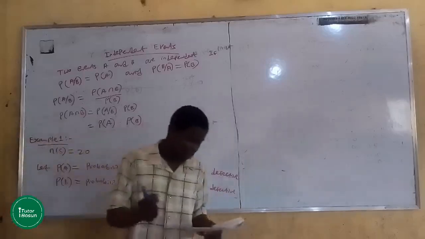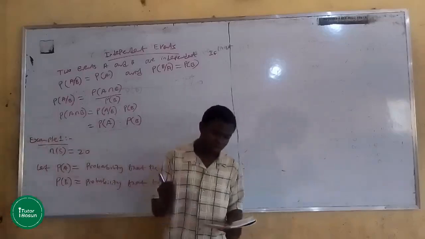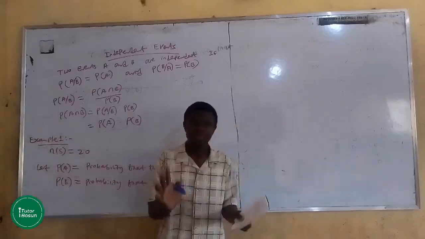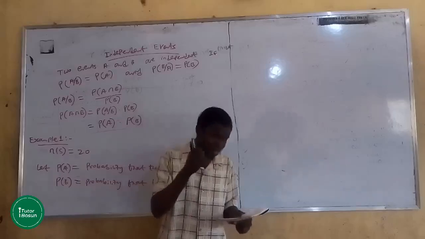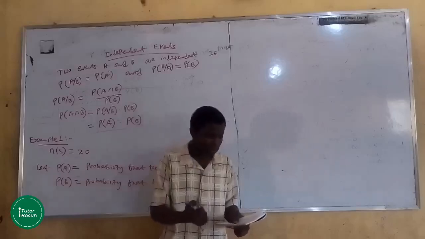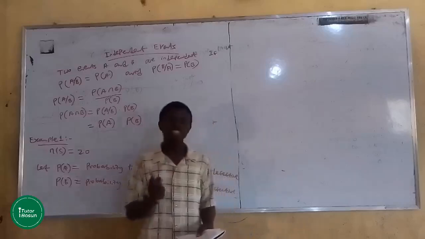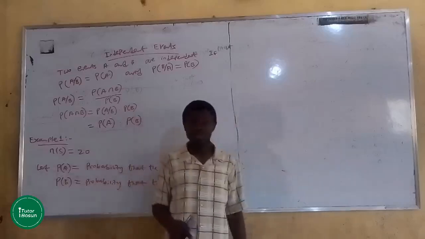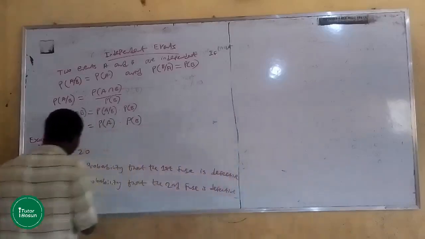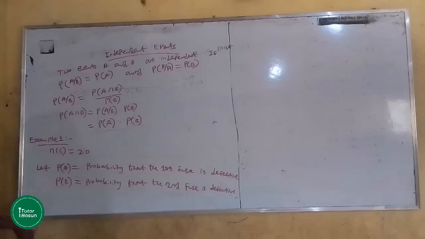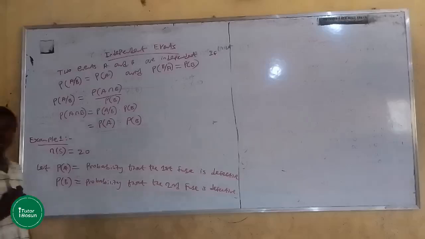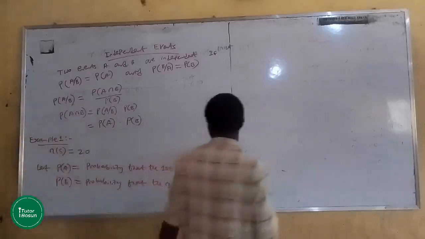And the question says a box of fuses contains 20 fuses of which 5 are defective. Initially 5 are defective. If 2 fuses are selected at random from the box without replacement, the question now says what is the probability that both fuses are defective? That is, find the probability that the first fuse is defective and the second fuse is defective. Then definitely what are we looking for? We are looking for the probability of A intersection B.